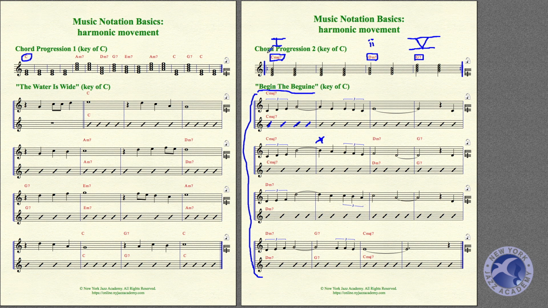I'll play it at least twice. Here we go. Starting with the C major. 1, 2, here we go. C major, 3, 4, 1, 2, 3, 4, 1, 2. That's D minor, G7. Now I'll play it again.